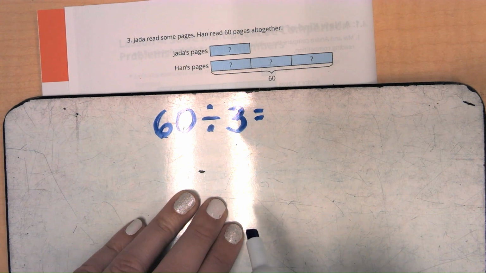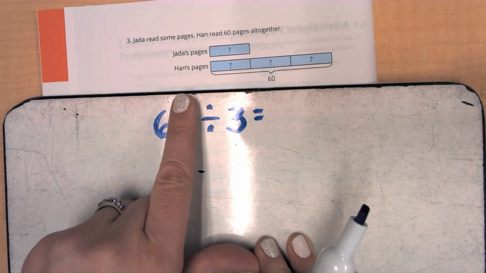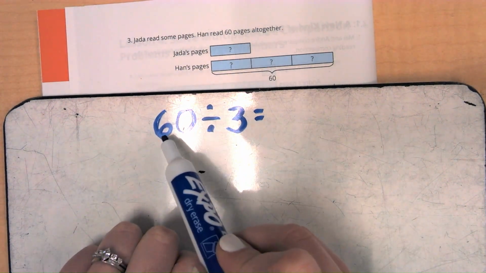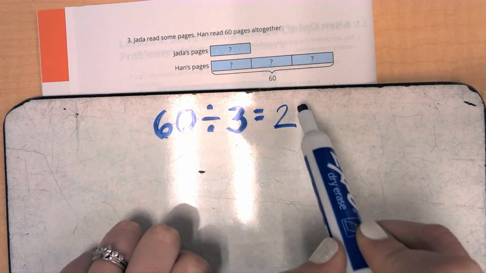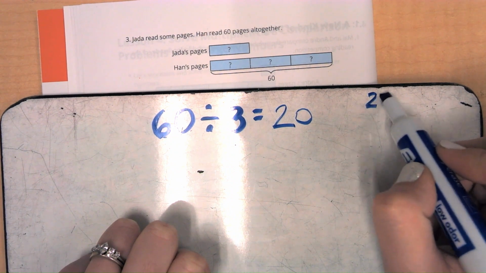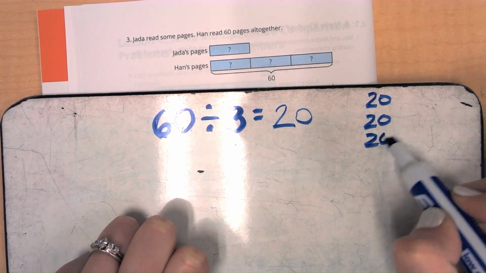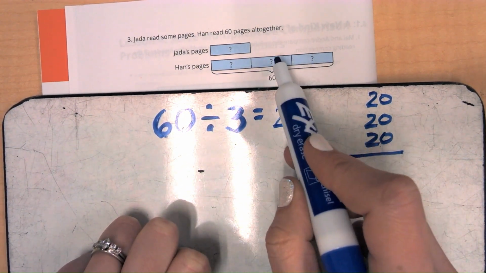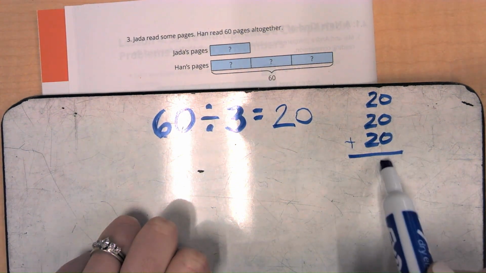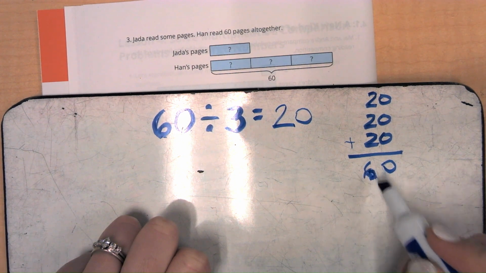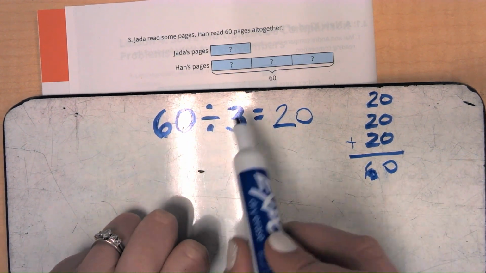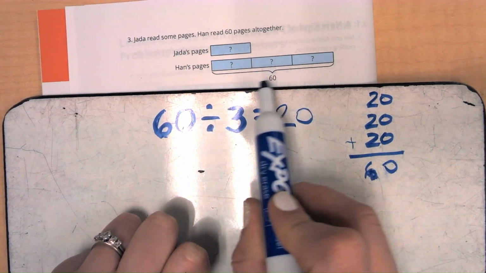One way that my students did this was they covered up that 0 and they thought, well, if 6 divided by 3 is 2, then 60 divided by 3 will be 20. And then they checked their work to make sure 1, 2, 3 20s is in fact going to get me 60. So this is how we do it with division. When we have the total amount, then that's when this is division.